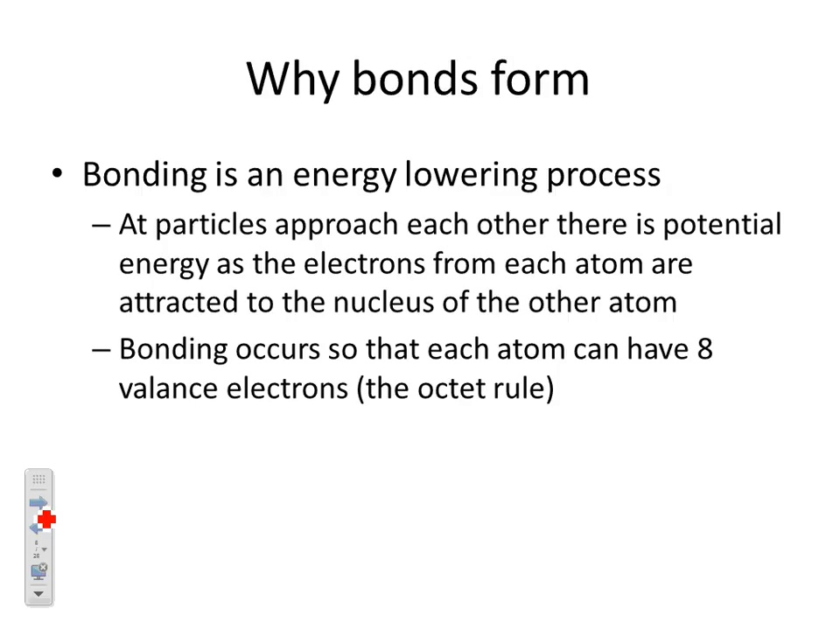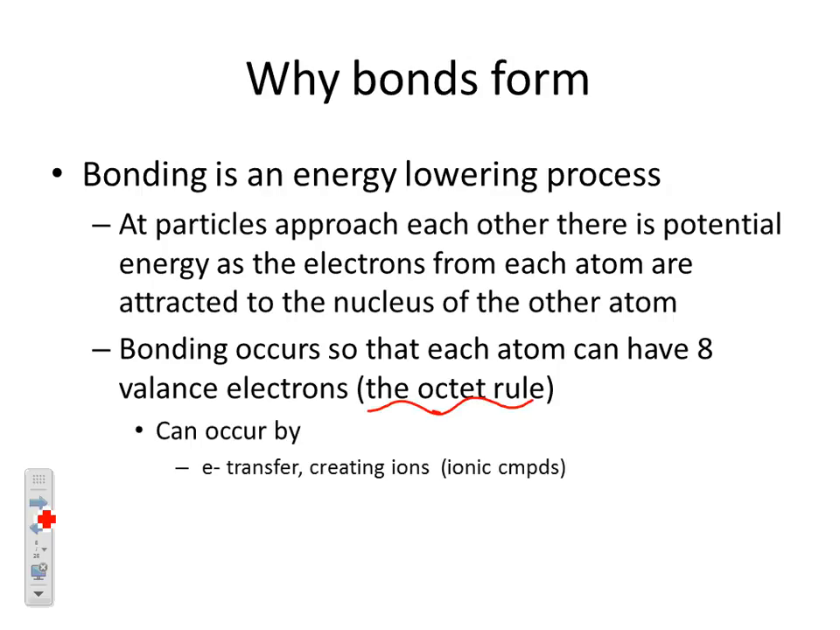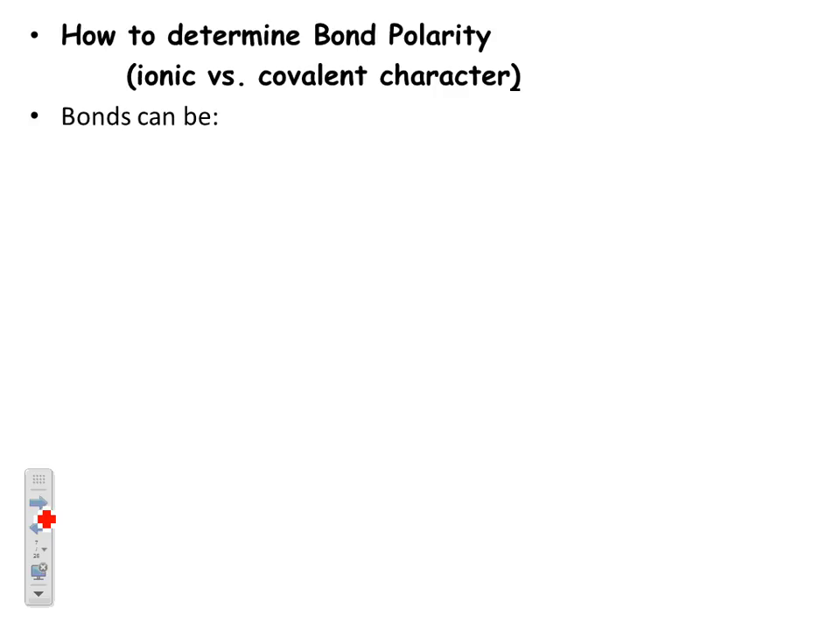It's convenient for us that we have all these nice compounds, but there's really only one reason it happens, and that is the octet rule. And we know that bonding can occur in 2 ways: electron transfer or sharing of electrons. We just went over that. So how do we determine bond polarity? Bond polarity is another way of determining the character of the bond. Is the character of the bond ionic, meaning the electrons are probably shifted and transferred from one atom to another, or is it covalent? And there's three types of bonds that can occur.